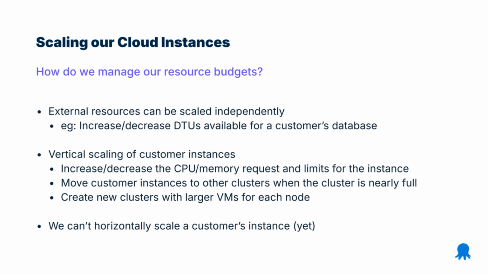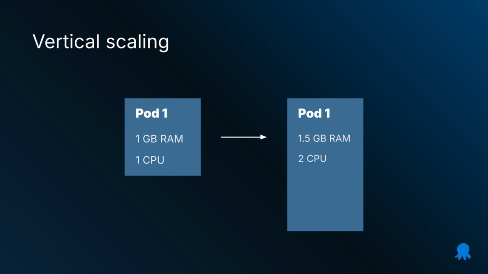We can move customer instances to other clusters when the cluster that it's on is nearly full. And we can create brand new clusters with larger VMs for each node if all of the existing clusters are full. One thing we can't do yet is horizontally scale a customer's instance. But that's something that we're working on. So what does that look like?